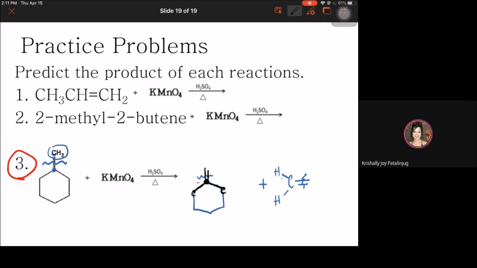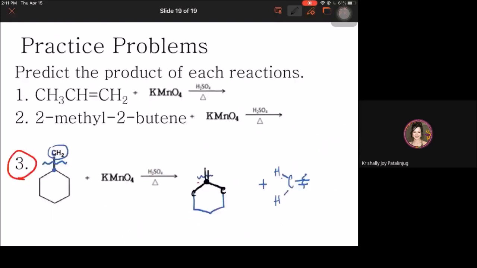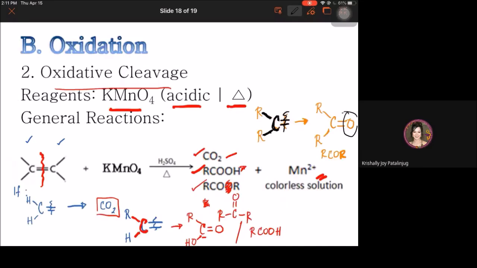How do you write a ketone? Look at the cleaved part. The carbon gets oxidized. So you simply add O here. That becomes a ketone. The other cleaved part is a CH2. What happens to the CH2?